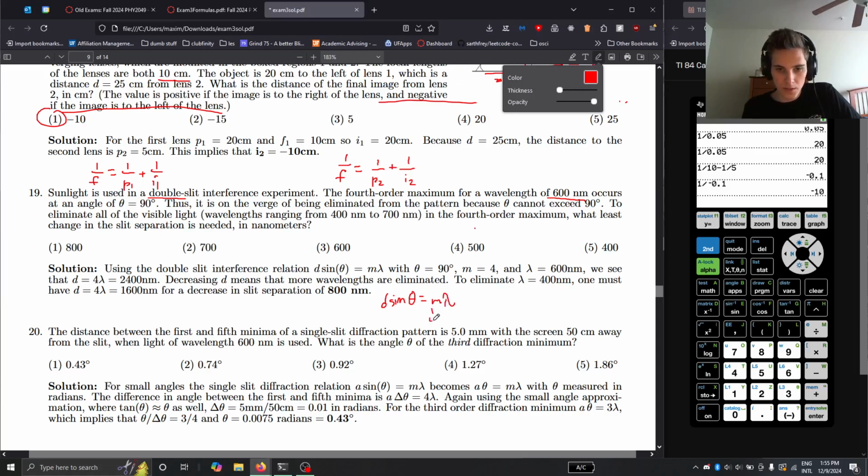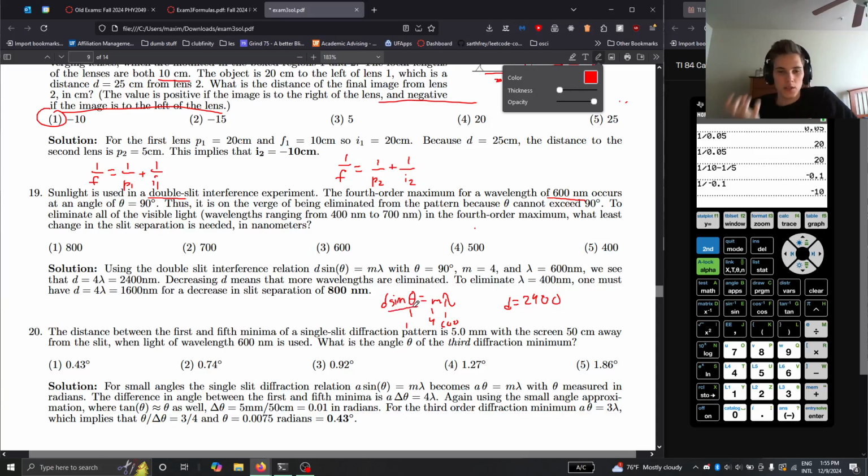So m is 4, it's the fourth order maximum. The wavelength is 600. And sine of 90 degrees is just 1. So that implies that the distance between the two slits currently is 2400 nanometers. And what we want to do is change this distance in the slit separation, because that is what the D stands for. It's the distance between the two slits, such that all of the visible light is gone in the fourth order maximum.